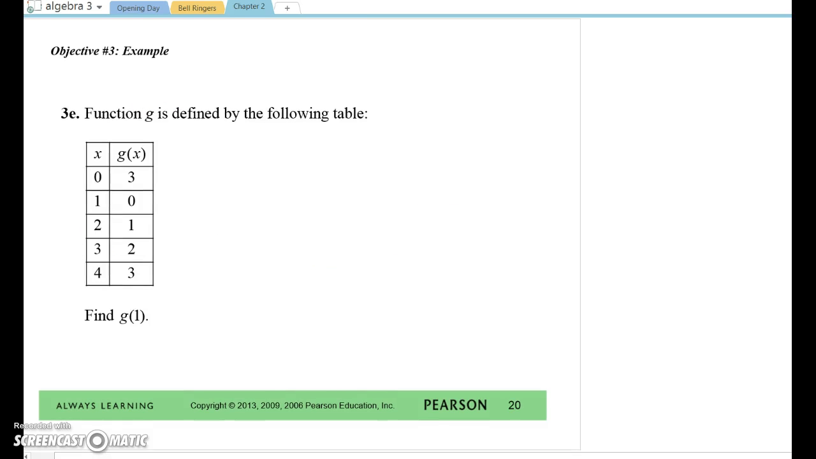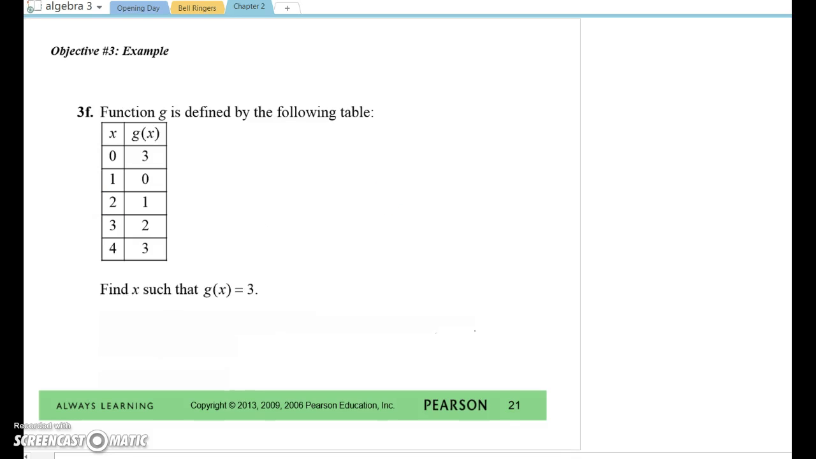Alright, so that's looking at an equation. Let's look at doing the same thing looking at a table. So remember the variable or the number that's in the parentheses is your independent variable. So just remind yourself this is the ID variable. So when x is 1, y is 0. So g of 1 equals 0.